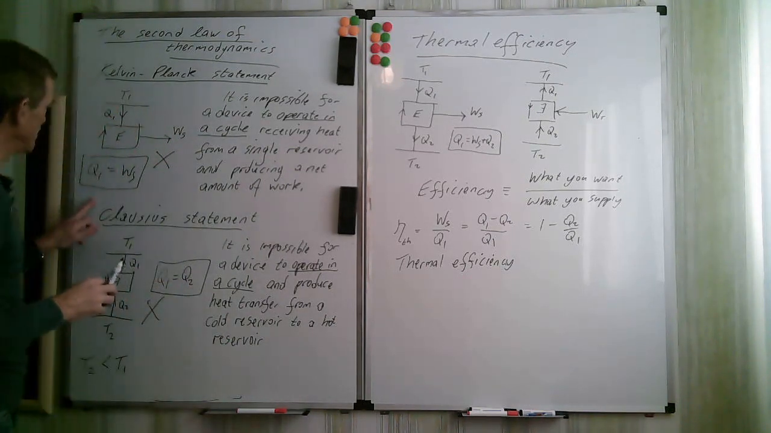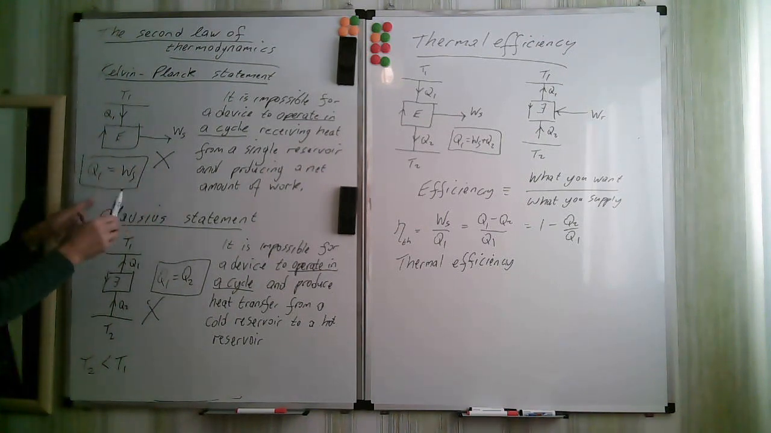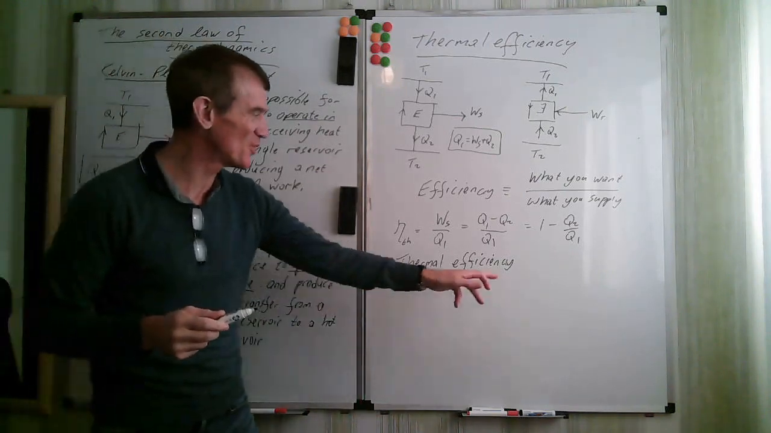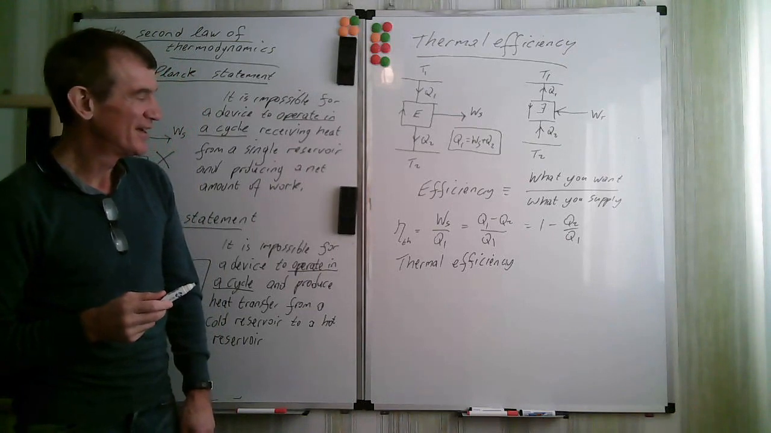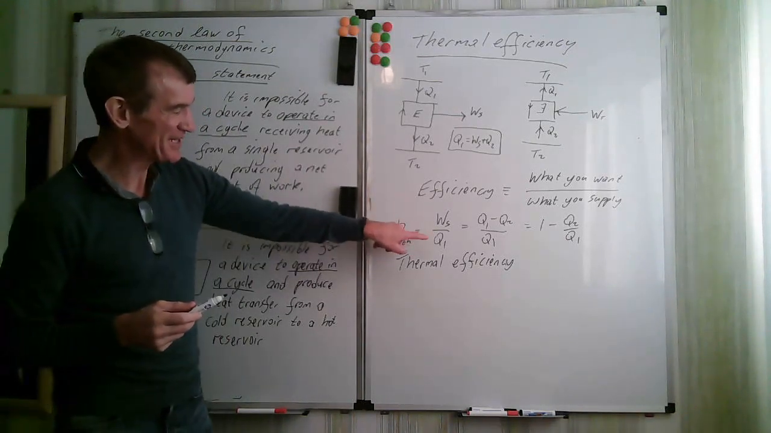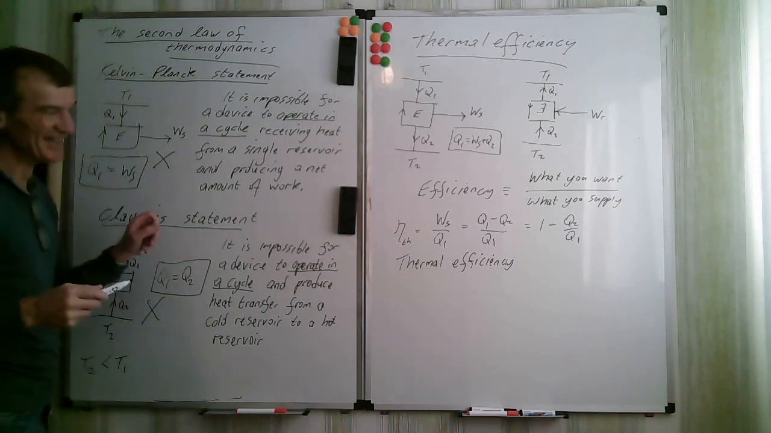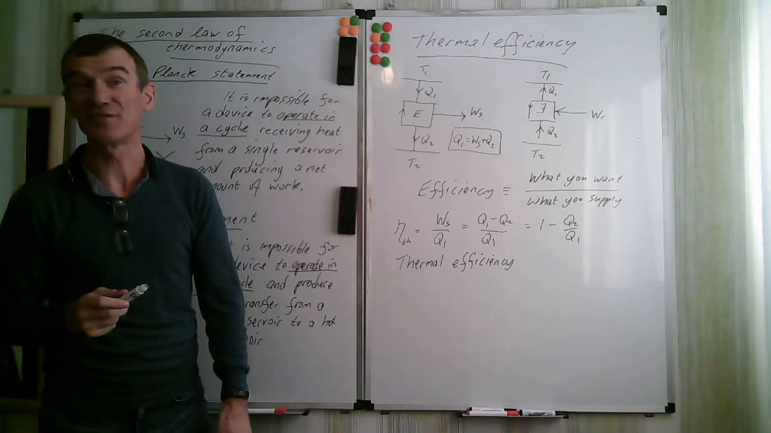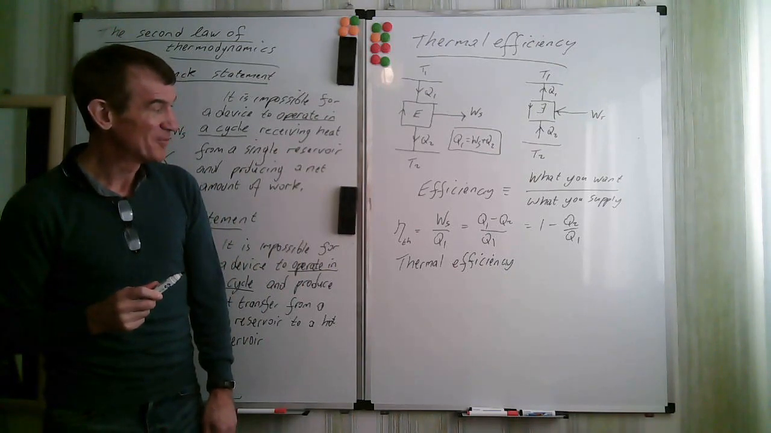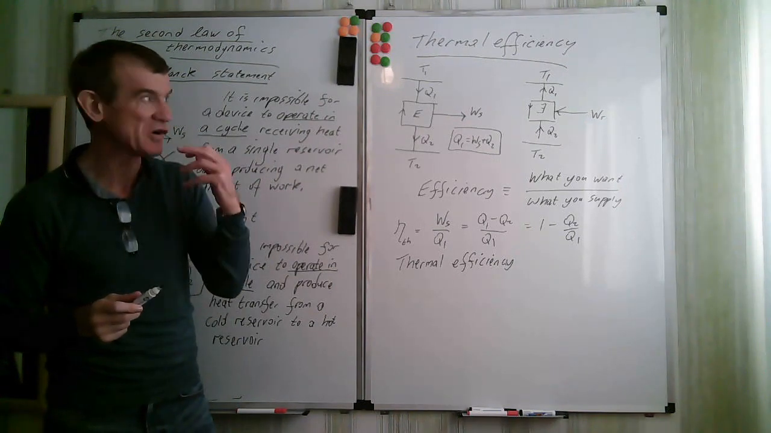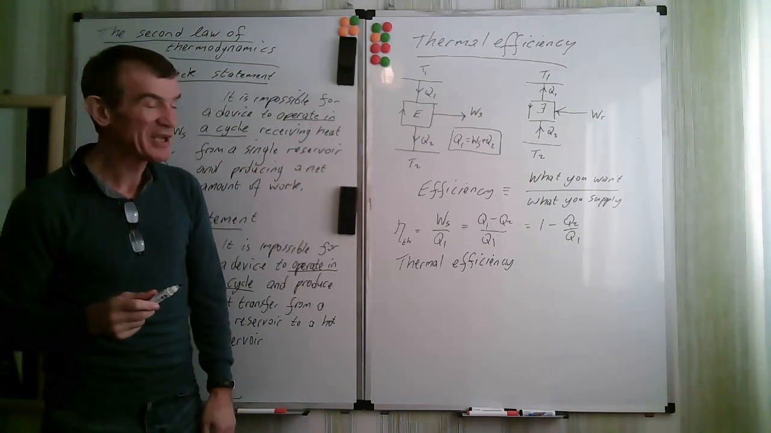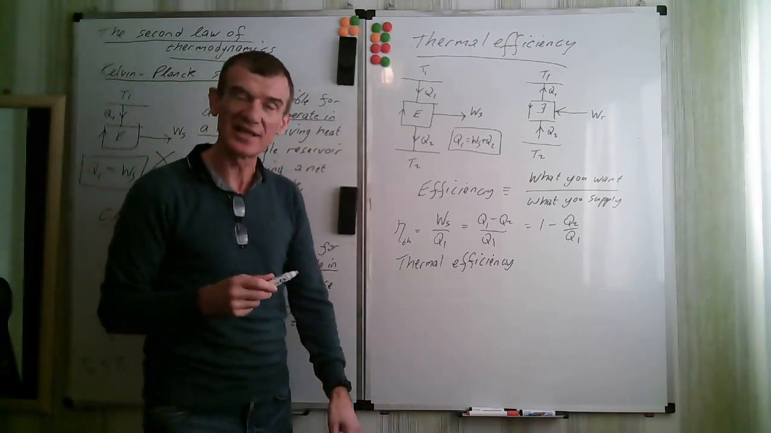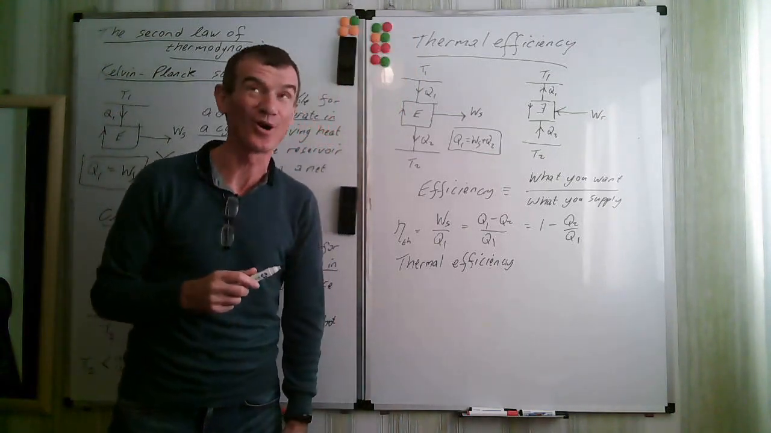What we've ruled out, in fact, is Q2 equal to zero. The Kelvin-Planck statement says that you can't have 100% efficiency. If Q2 is zero, we would have 1, and WS would equal Q1, which we can never reach. It's not possible. The second law of thermodynamics rules that out. We cannot have 100% efficiency with these things. There's always going to be some rejection of heat.